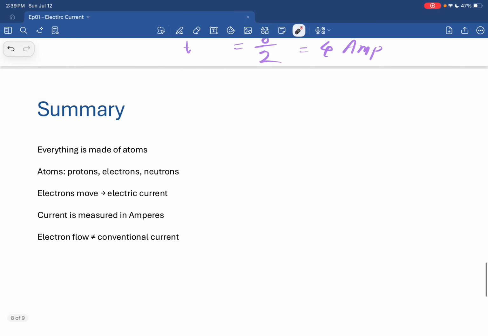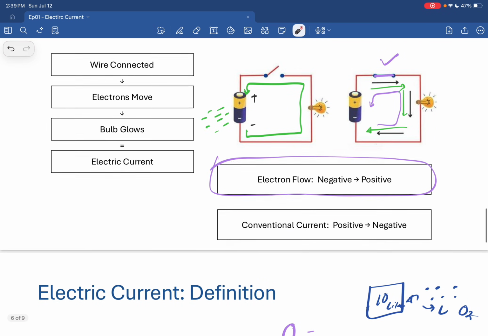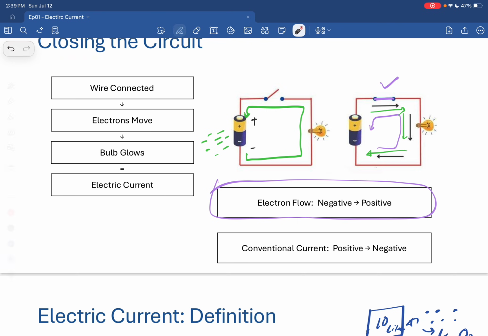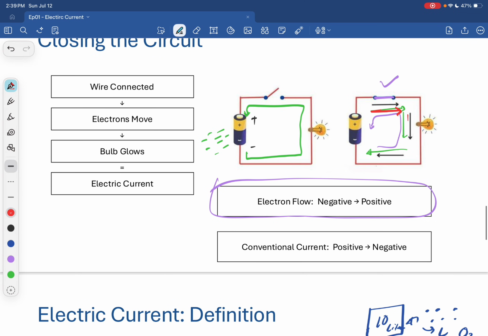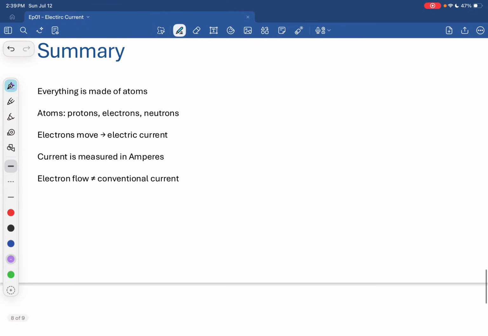Another very important thing I want to talk about is this electric flow, conventional current. In regular life, we basically use it going from positive to negative. But in real life, actually electrons go from negative to positive. In your books and everywhere you will use this conventional current method, which goes from positive to negative, but actually electrons go from negative to positive.